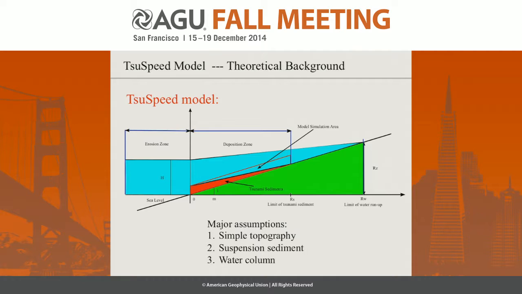There are a lot of different assumptions in the TsuSpeedv1 model. For the sediment formation part, we have 3 major assumptions here. First of all, we assume there is a simple topography with gentle slope. Secondly, all sediments in the TsuSpeedv1 model will be transported as suspended load. Finally, sediment flux will be calculated in a controlled water volume.